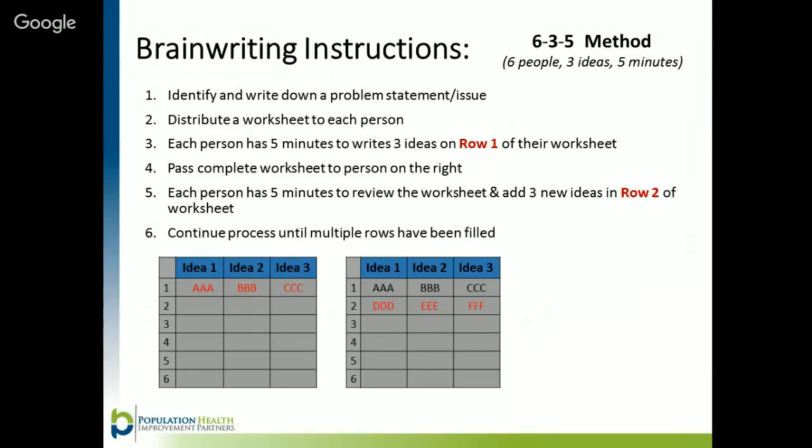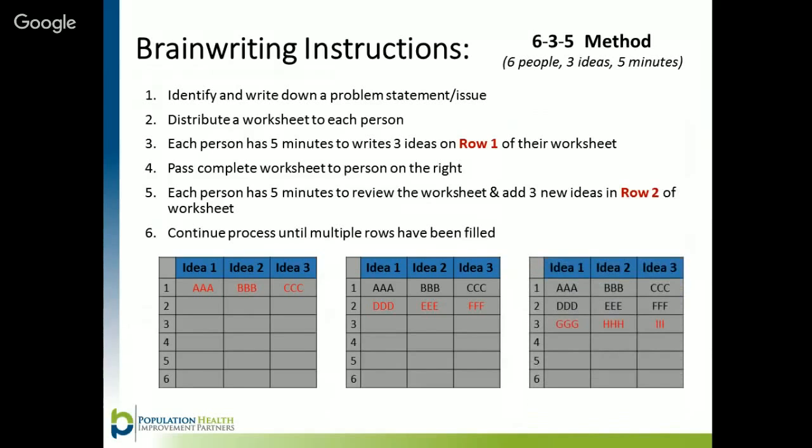Continue the process until multiple rows have been filled in and your team is satisfied with the results. The last step is to review all the ideas from the worksheet, sort through the ideas to remove duplicates, and identify clusters of ideas.